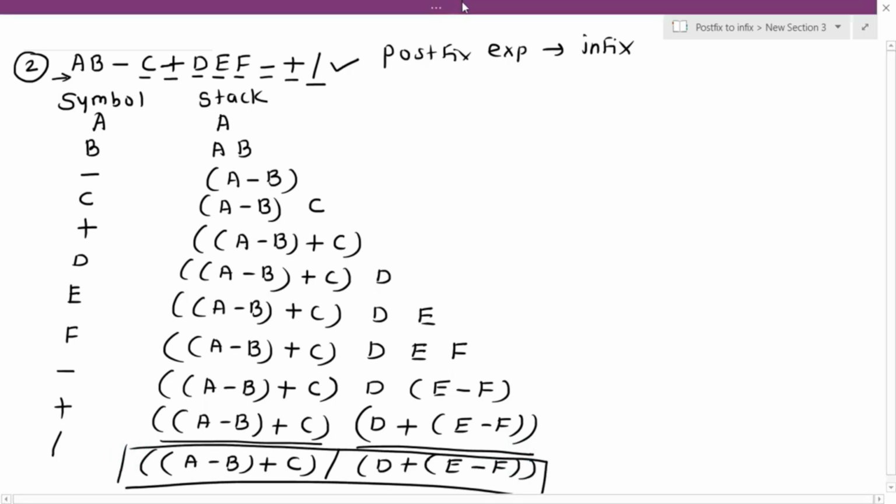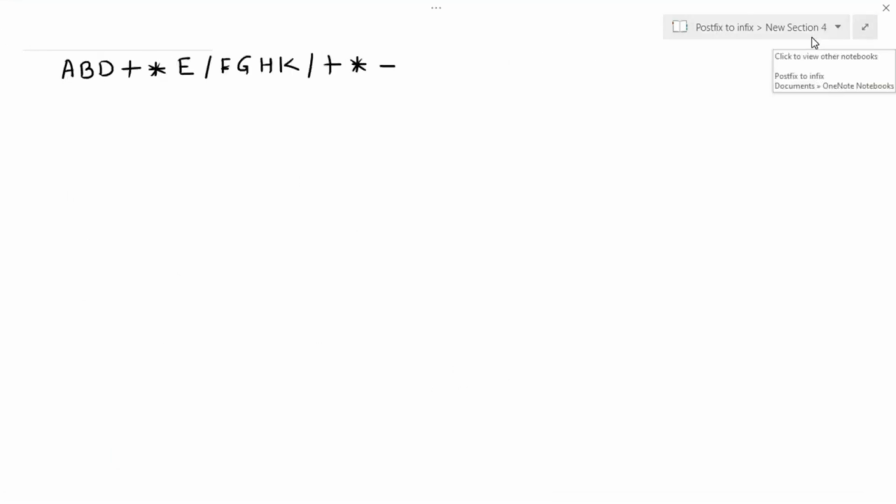Let's solve another example. Okay, this is another example given. A B D plus multiplication E division F G H K division plus multiplication minus. This is a postfix expression. We have to convert it into infix. So again, write down symbol and stack. We have to scan the symbols from left to right.